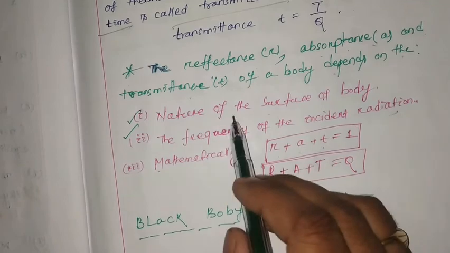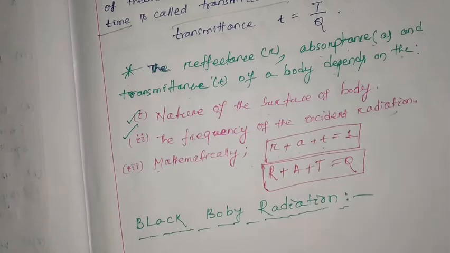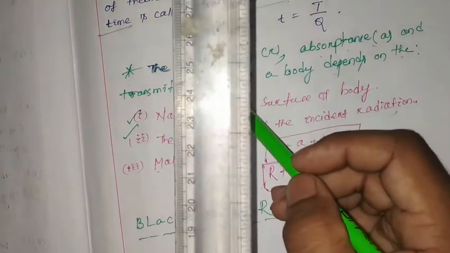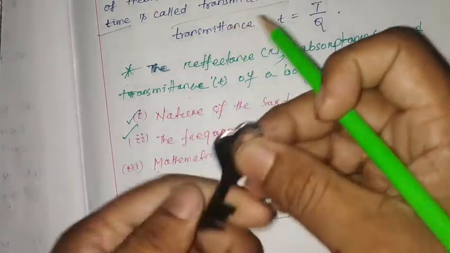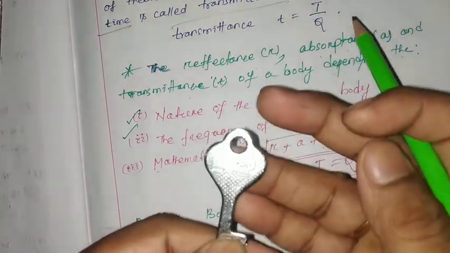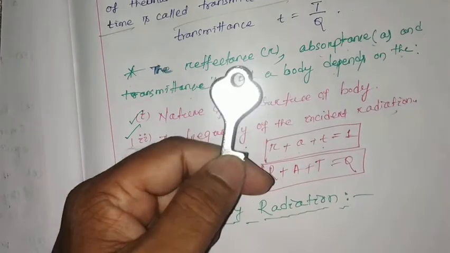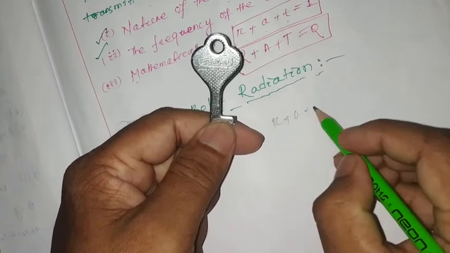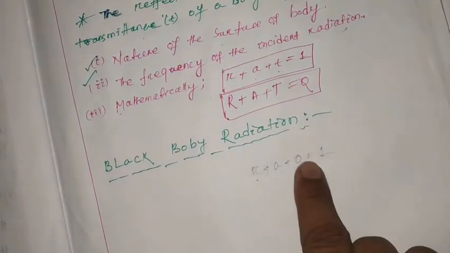So reflectance, absorptance, and transmittance depend upon the nature of the surface of the body. I'm going to give you an example. See, this is the material. If I consider a material like this, there is reflection and absorption, but transmittance is not there. Transmittance will be 0. That means for this material, r plus a plus t, with t equal to 0, will be equal to 1. Only reflectance and absorptance we are going to get, and not any transmittance.